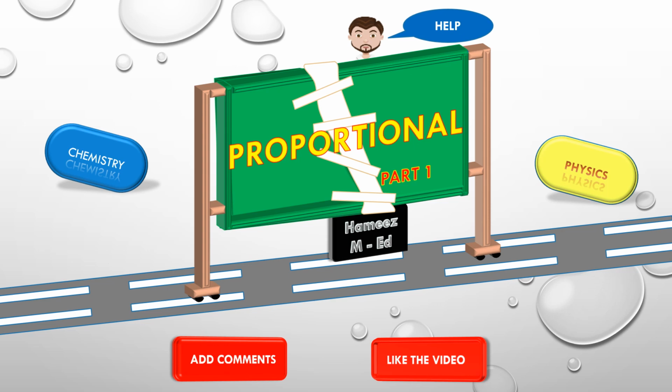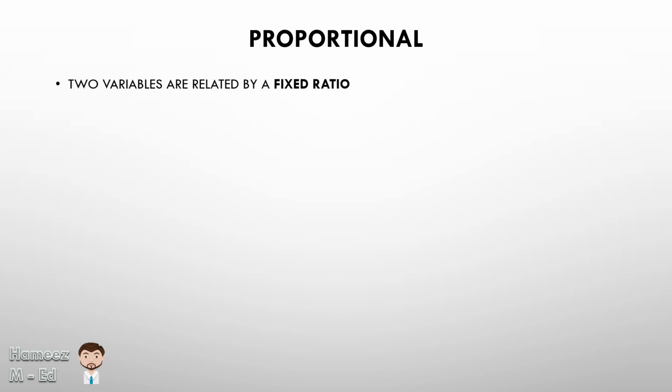When two variables are proportional, it means they're related to each other by a fixed ratio. There are two types of relations.